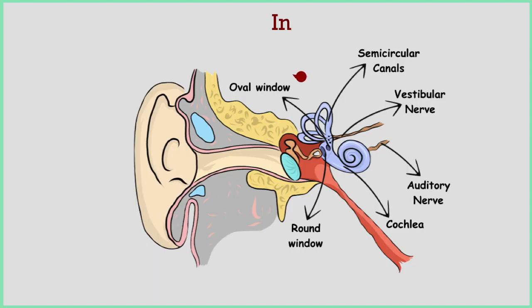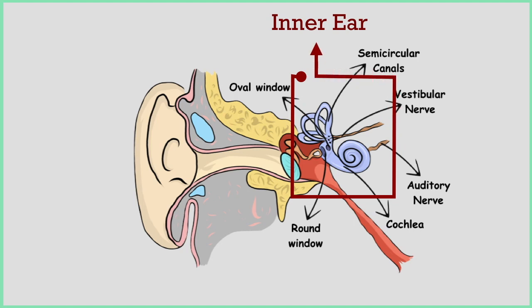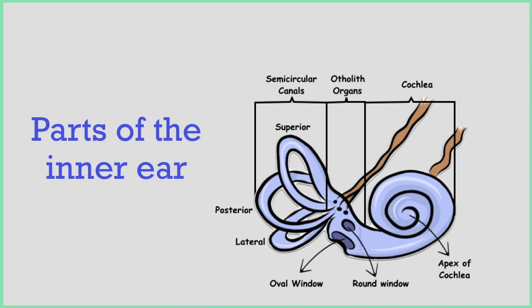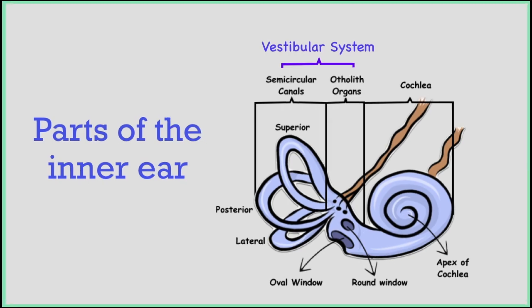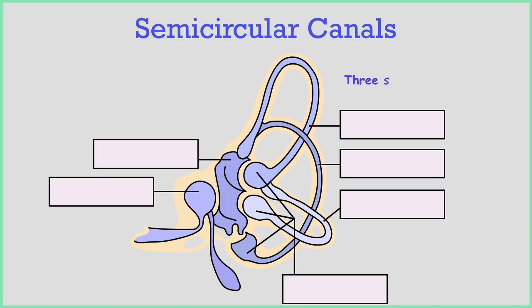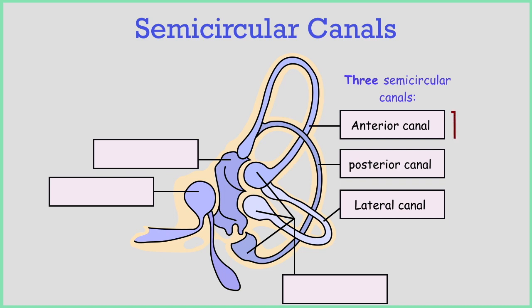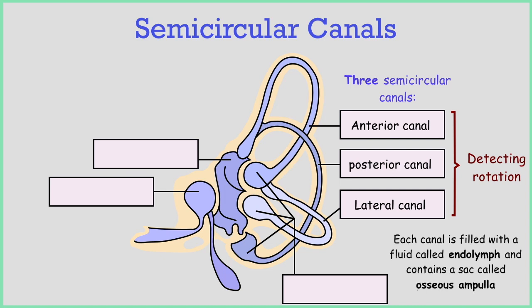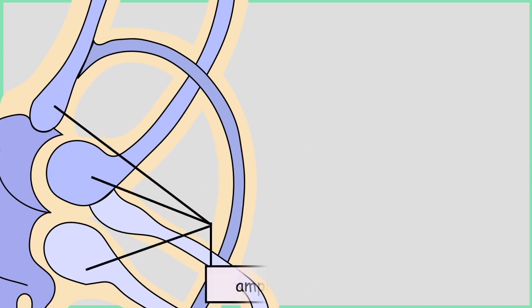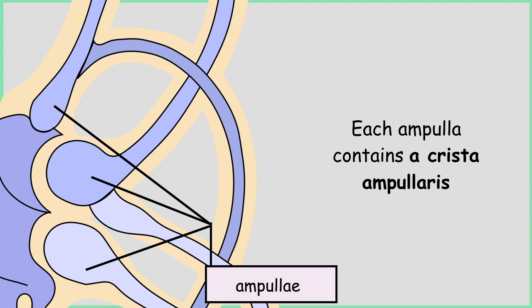The inner ear. The inner ear is contained within a hollow cavity in the temporal bone of the skull called the bony labyrinth. The inner ear consists of 2 functional systems, the vestibular system and the cochlea. The vestibular system consists of semicircular canals and otolith organs. Semicircular canals lie at approximately right angles to each other, the anterior, the posterior, and the lateral, which are responsible for detecting rotation. Each canal is filled with a fluid called endolymph and contains a sac called the osseous ampulla at one end. Each ampulla contains a crista ampullaris, which translates flow of endolymph to nerve signals.